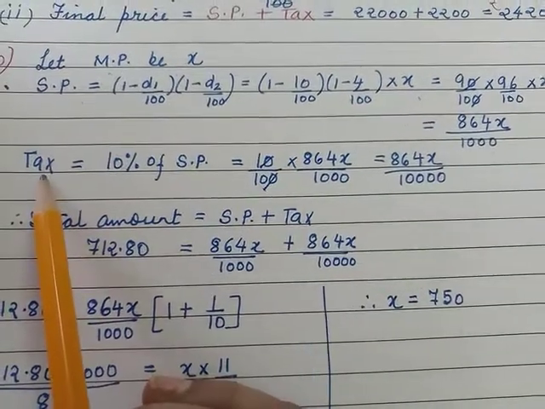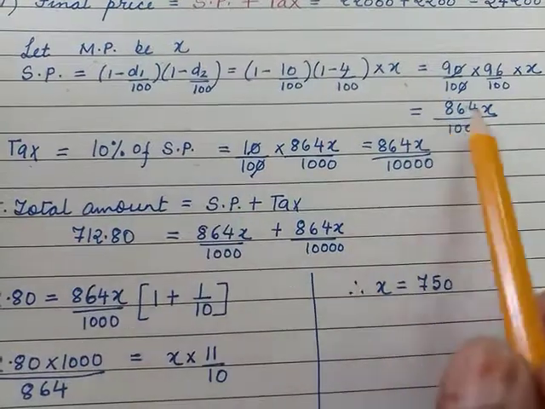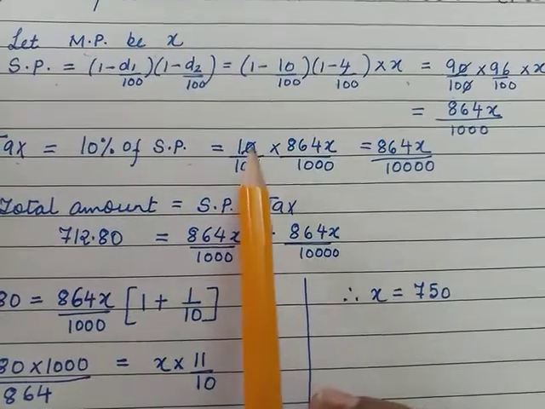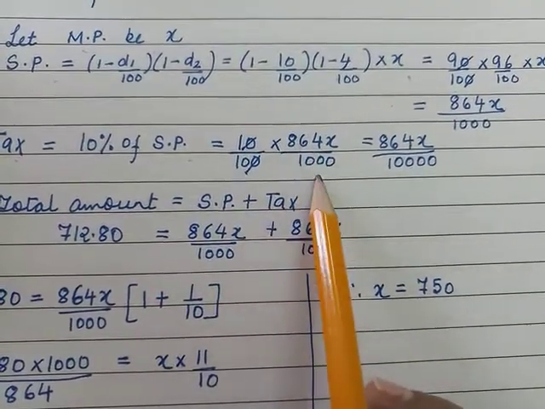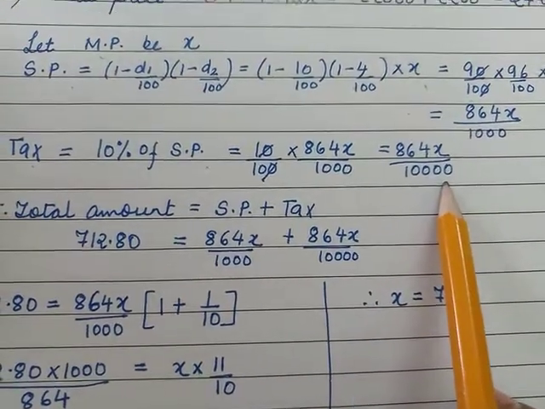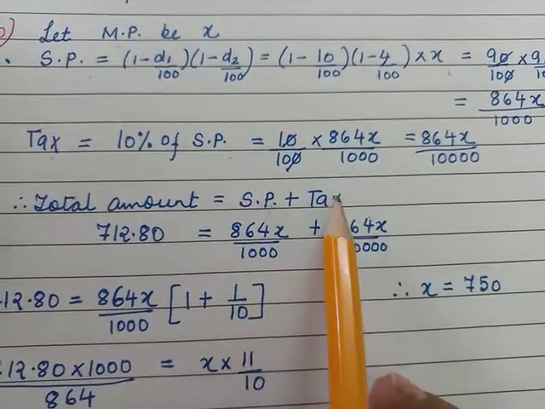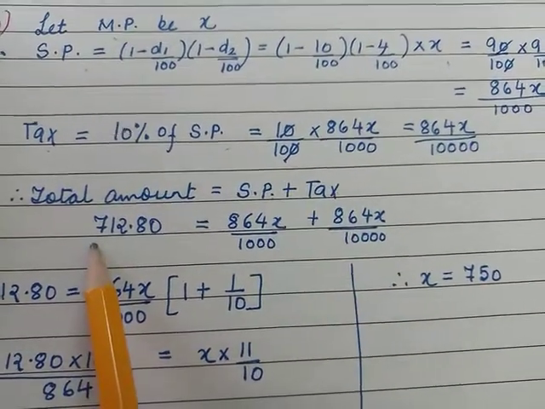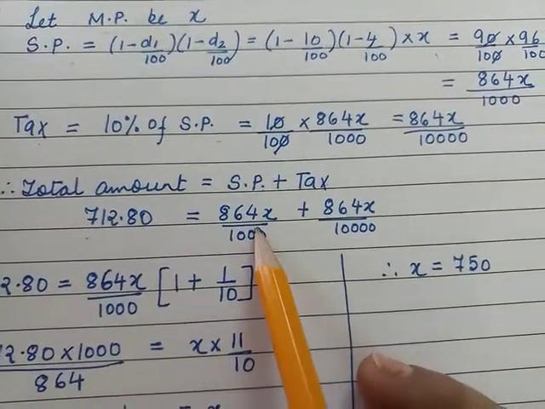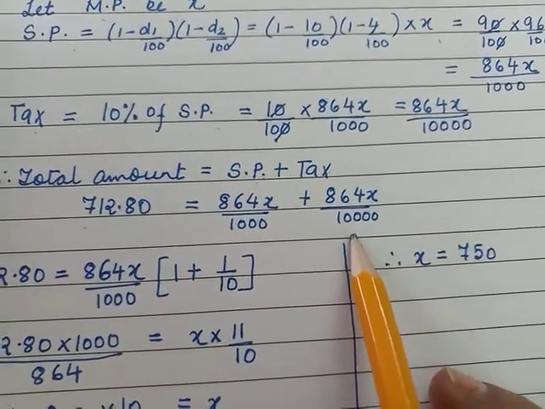As tax is also there, so for the 10% tax we calculate 10% of the selling price. That selling price we have calculated in the form of x, that is 864x upon 1000. So when we calculate 10% of this, it becomes 864x upon 10,000. Now total amount to be paid is always equal to selling price plus tax. The total amount paid is 712.80, and the selling price is 864x upon 1000 and tax is 864x upon 10,000.